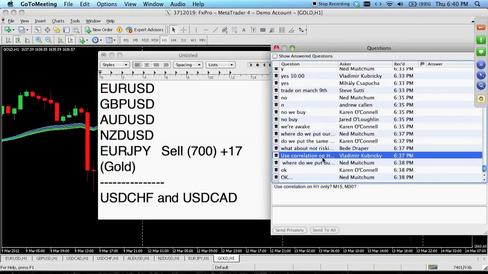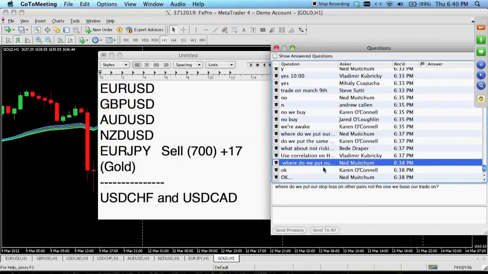Okay? Use correlation on 1 hour only, or 15 minutes, or 30 minutes. You guys can use correlation on any time frame you want, but a 1 hour time frame is ideal because every day there is a new fundamental watch in terms of the market. Every day there's new paperwork, but there is not new paperwork every 15 minutes or 30 minutes. The 1 hour chart will filter the news. So 1 hour chart is ideal. 4 hour charts is not worth it because there's only 8 of those in a day. So it's not worth it to do the 4 hour charts.